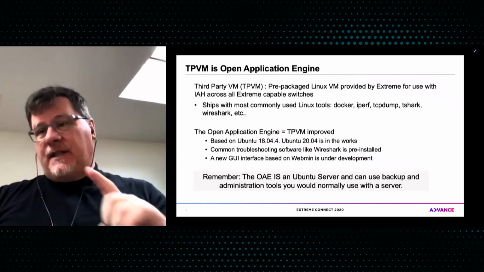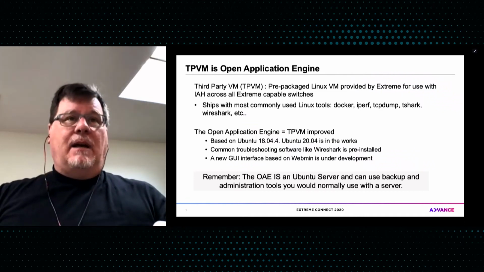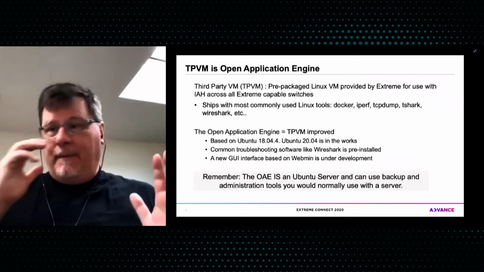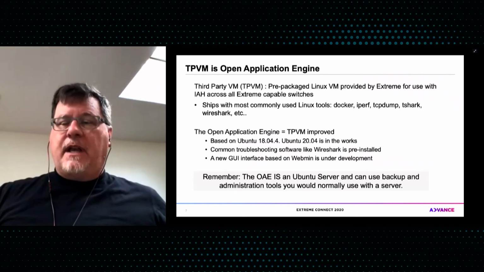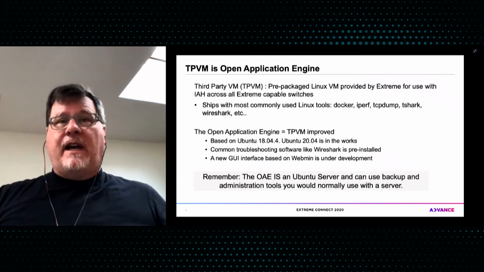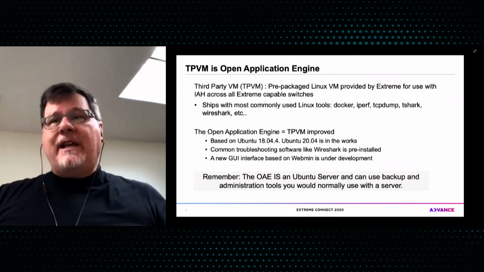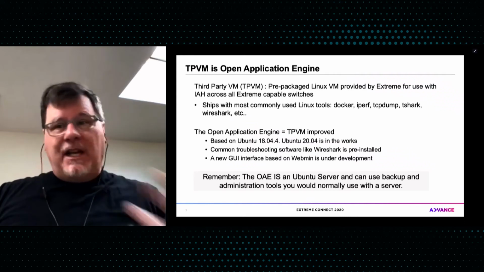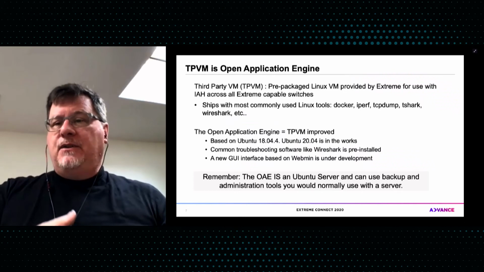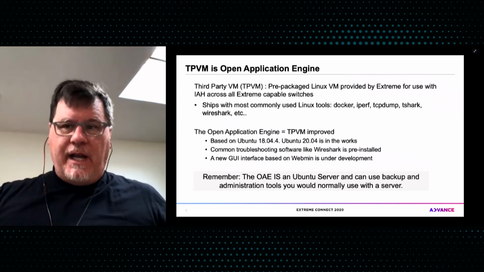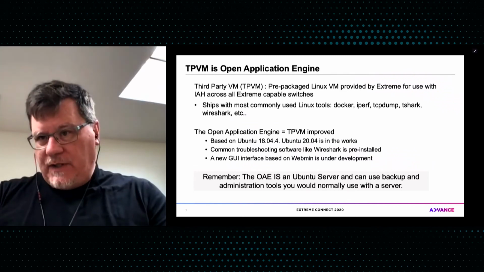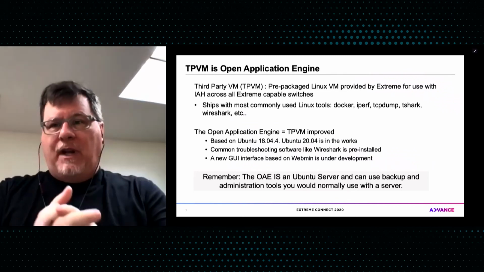The next version of this, I can tell you this because I've seen it, will include a GUI based on Webmin, so that if you're not completely comfortable digging around in a Linux box to get to logs and such, we're going to simplify that for you. But the Open Application Engine is just like any other Ubuntu server, right? If you're going to migrate between versions, you can do a distribution upgrade. You can back this thing up. You can run high availability if you happen to have two switches and you have the network together, and it will run this way.